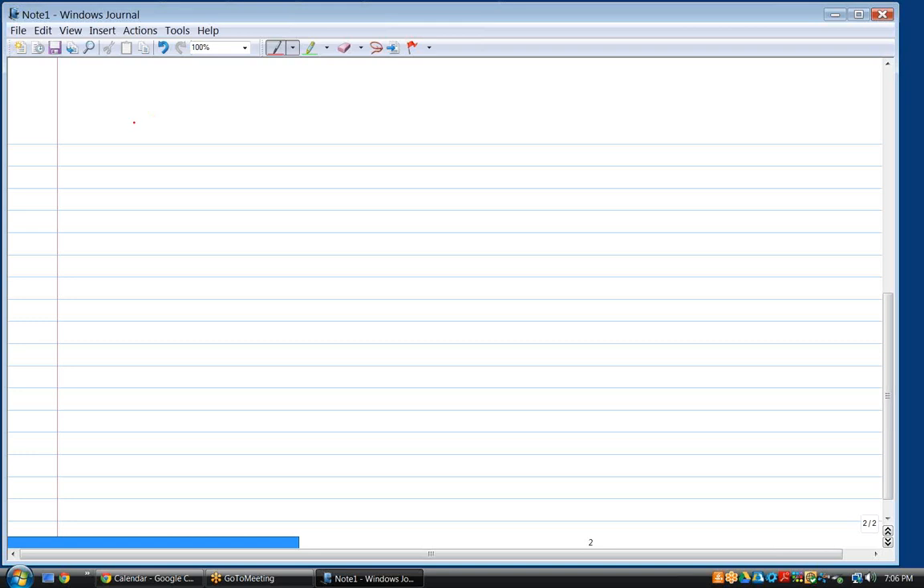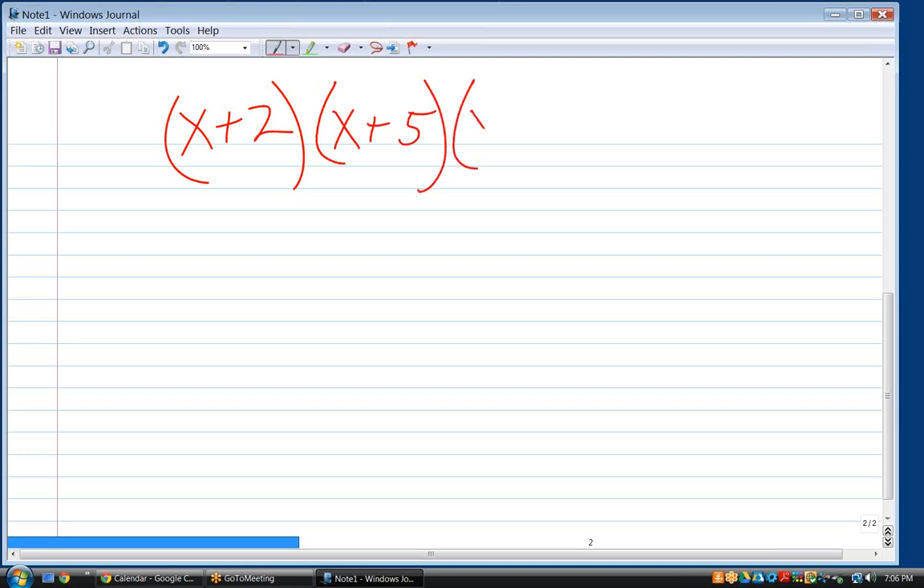Solve the polynomial inequality. Okay. (x + 2)(x + 5)(x + 8) is greater than or equal to 0.